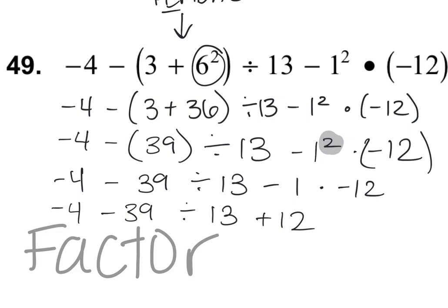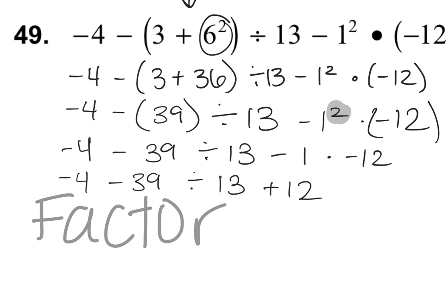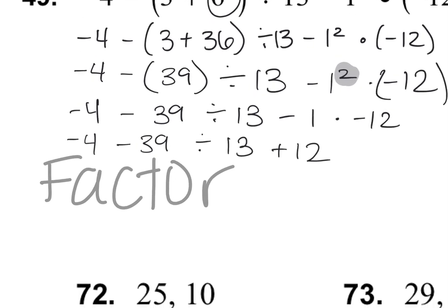Okay, moving on. Next comes division. So we've got to divide. So this is 39 divided by 13. That goes in evenly. It's going to be negative 4 minus 3, goes in 3 times, plus 12.